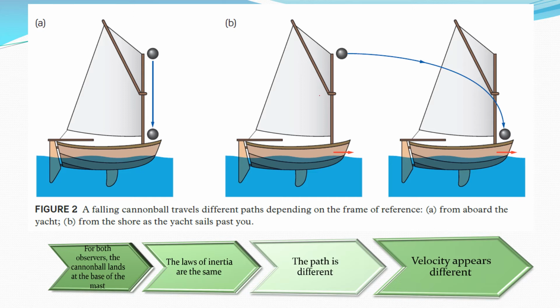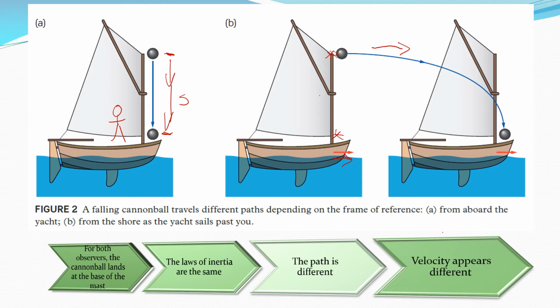We have our cannonball here. If you're standing here on the boat, that is your frame of reference, the boat. You see the ball start at the top here, fall down, and land on the deck. And it travels this vertical displacement here. The other frame of reference is if you're standing, for example, on the shore, watching this boat sail past, it has a forward motion. So the ball still starts at the top of the mast and will still end at the bottom of the mast, but because it's traveling forward, it takes this curved path.